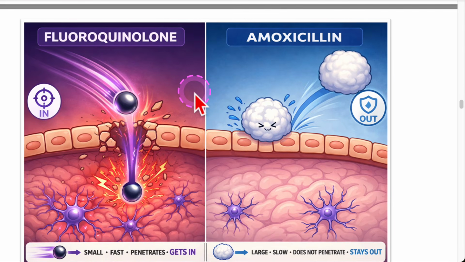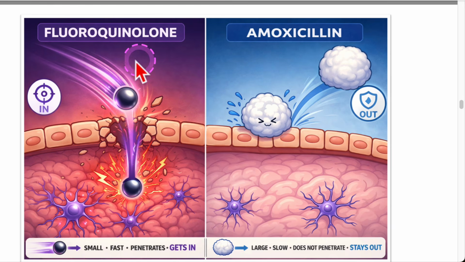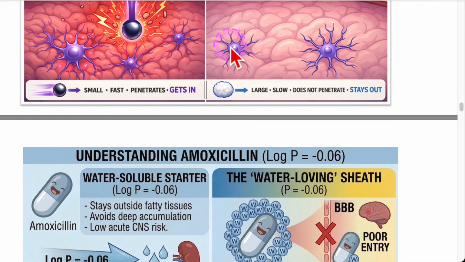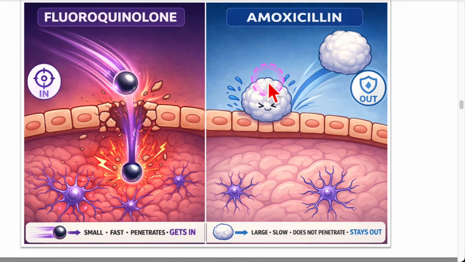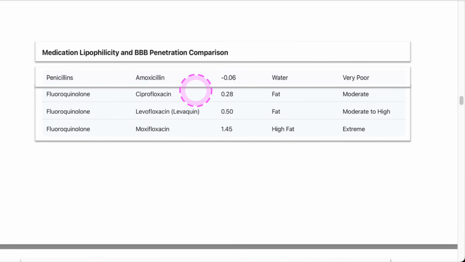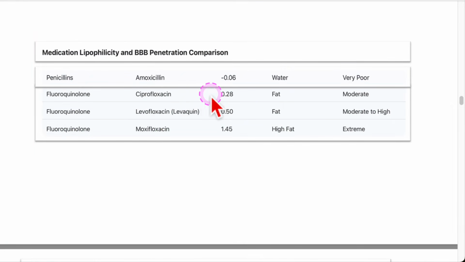All right, so here I want to talk about these two different medications. We have fluoroquinolones right here, and then we have amoxicillin. Before I go on, let me just show you this graph. This is the log P value. The log P value of amoxicillin is right in here, negative 0.06. So what if it's negative? If it's negative, we already know right away that it's water loving. And then we have these down in here, which we already went over: the 0.28, 0.50, and 1.54.